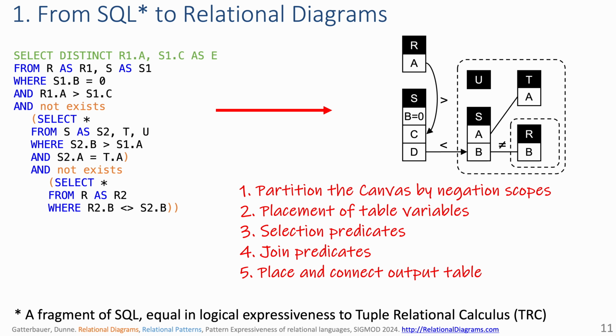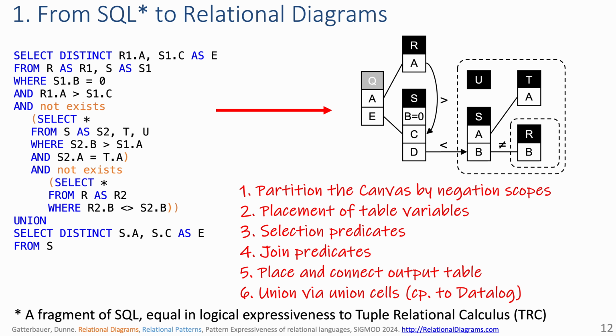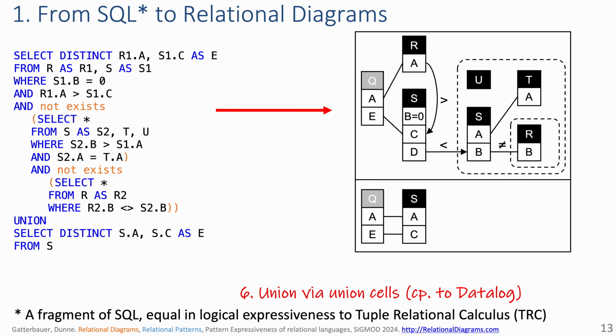Fifth step, if we have a non-Boolean query, then we place an output table that we call Q for query result in the outer partition Q0, and we add the appropriate edges. Finally, if we have a union of disjunction-free queries, then we just place each of the disjunction-free queries into a separate cell. We refer to them as union cells and interpret the semantics very similar to Datalog, where one specifies different rules with the same header for a union of disjunction-free queries.